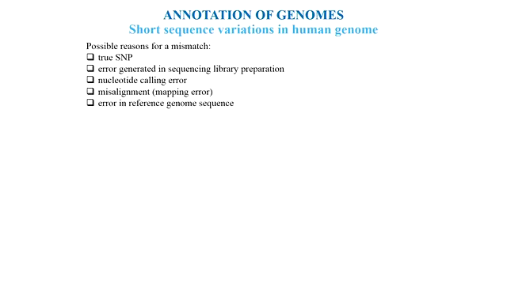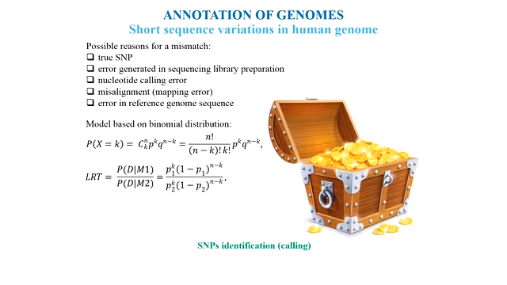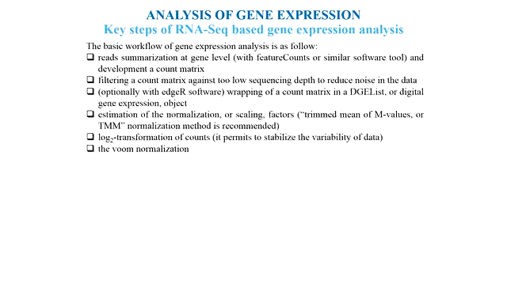However, in addition to the true variability of the genome, there are several possible reasons for the discrepancy. In particular, the mismatch may be due to an error generated during sequencing library preparation, a nucleotide calling error, misalignment, I mean error in mapping, or an error in the reference genome sequence. To date, many approaches have been developed to establish the true variability of the nucleotide sequence. For example, the approach based on the binomial model of mismatch distribution is quite popular.